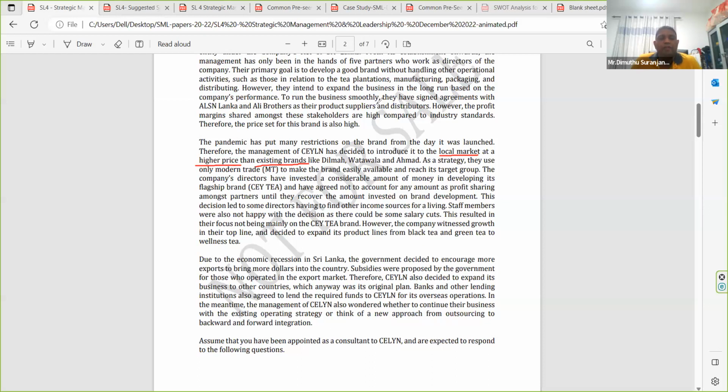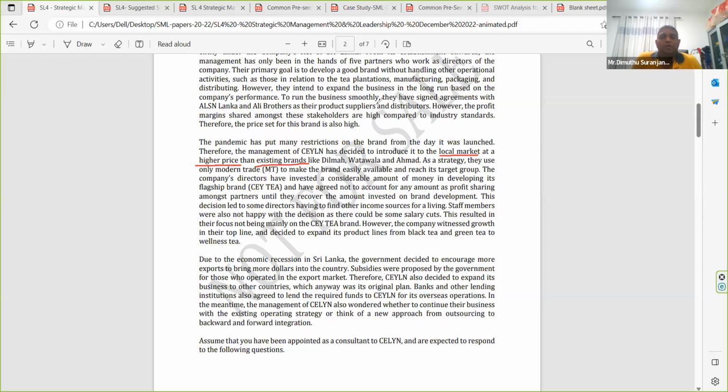The company directors have invested a considerable amount of money in developing its flagship brand, and have agreed not to account for any amount as profit sharing among partners until they recover the amount invested in brand development. So they're not going to share profit at all, no. They're going to retain the profit until the brand becomes more profitable. So maybe these owners may not be happy about this, right? This decision led to some directors having to find other income sources for a living.